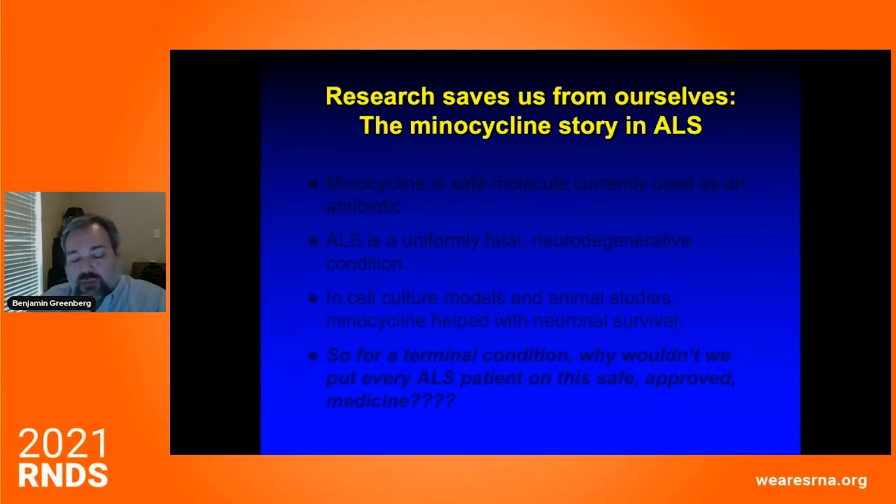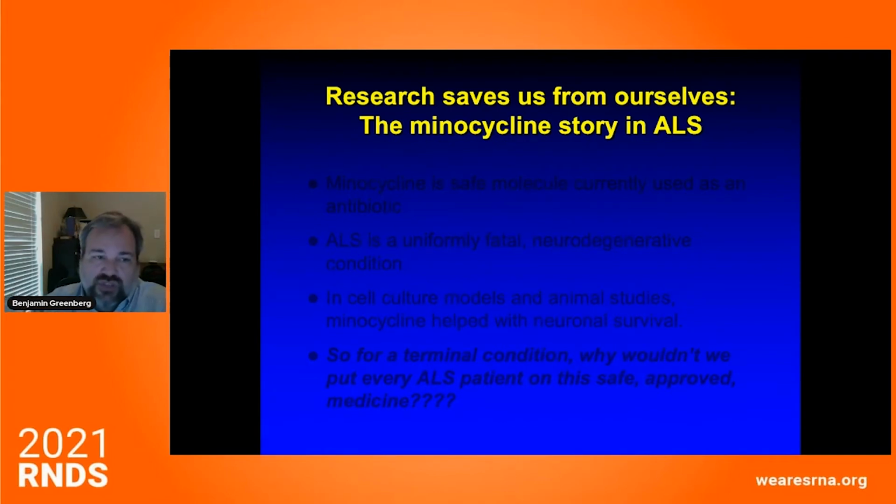And there was a big fight on whether or not it would be ethical to do a placebo-controlled trial of minocycline, where some people with ALS would get minocycline and some people would get placebo. There was a large fight saying that's unethical because these people are dying and we know minocycline is safe.